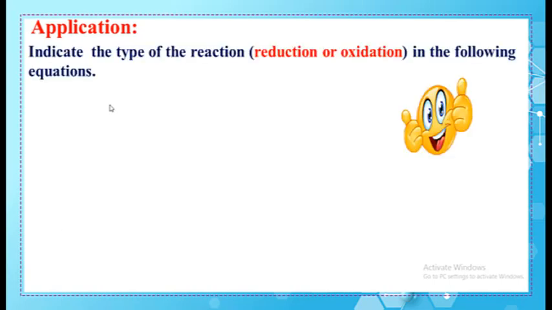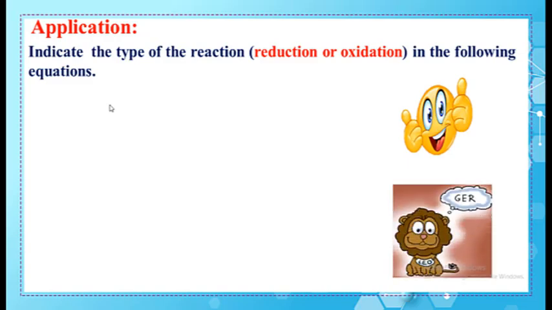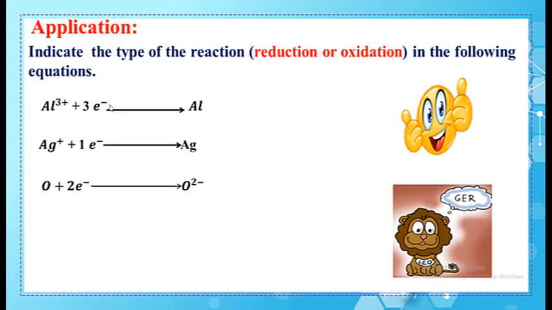Application: indicate the type of the reaction, reduction or oxidation, in the following equations. Remember the two words LEO and GER. Al³⁺ plus 3 electrons gives Al, Ag⁺ plus 1 electron gives Ag, O plus 2 electrons gives O²⁻, Al gives Al³⁺ plus 3 electrons, and Mg gives Mg²⁺ plus 2 electrons. So pause the video, try to solve these equations alone, and then turn on the video.